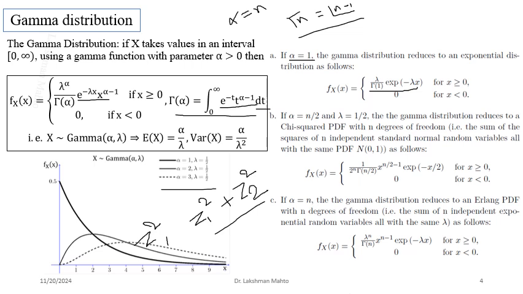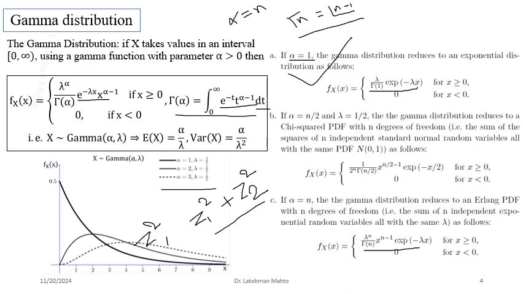Now further, if you take alpha equal to n, the gamma distribution reduces to the Erlang PDF with n degrees of freedom. You can call it the sum of n exponential random variables. We have already seen the exponential random variable, lambda times e to the power minus lambda x. It models exponential decay time. And if you are summing, there are various bulbs, each bulb having a different decay time.